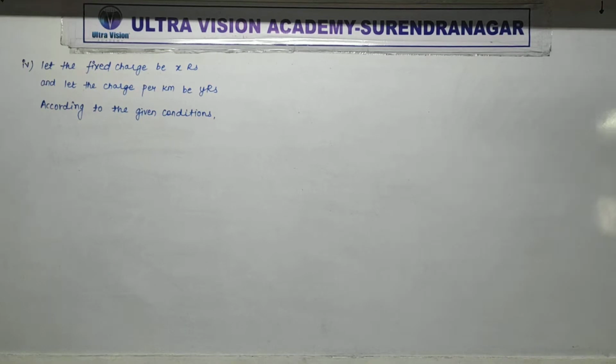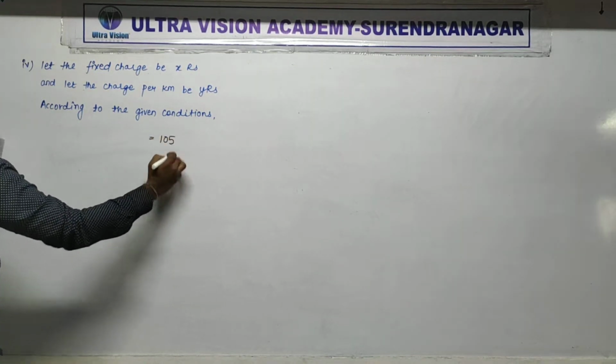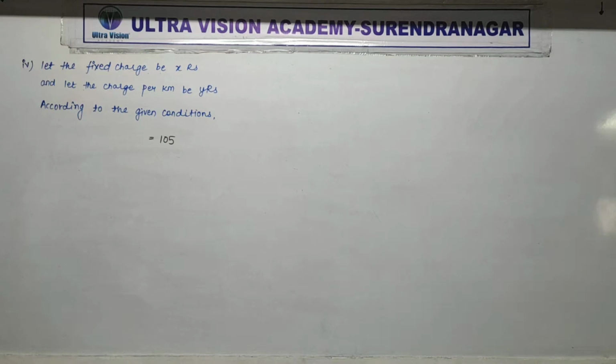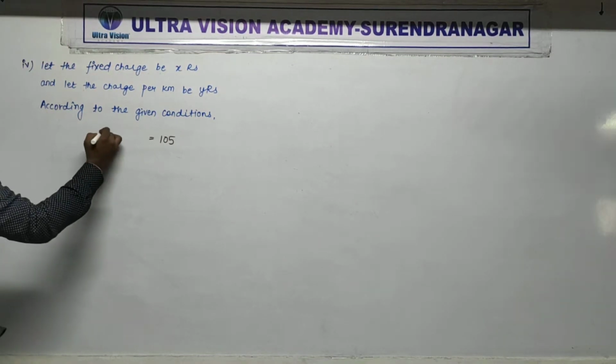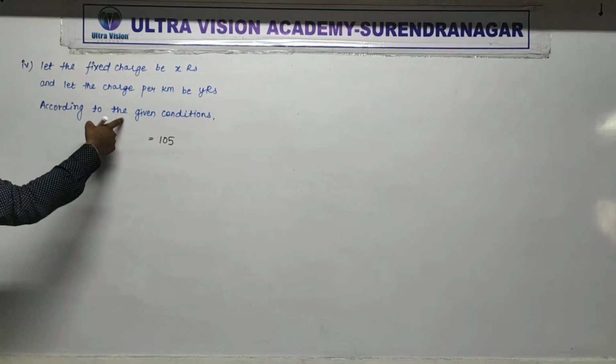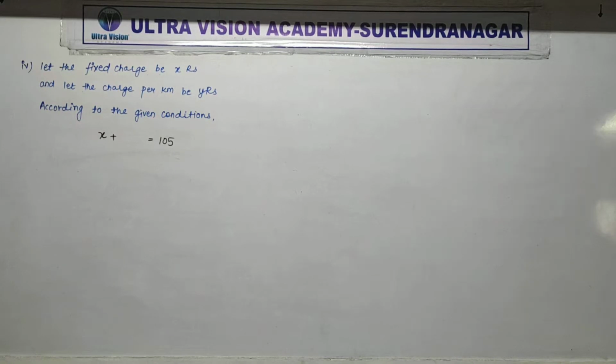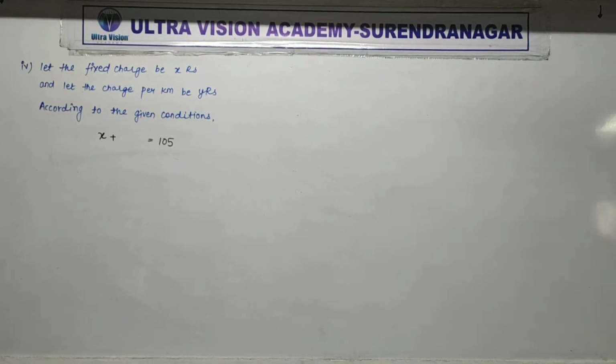So the equations form according to the given conditions. The total charge paid is 105 rupees, including the fixed charge and the charge per kilometer. How many kilometers does he travel? 10 kilometers.